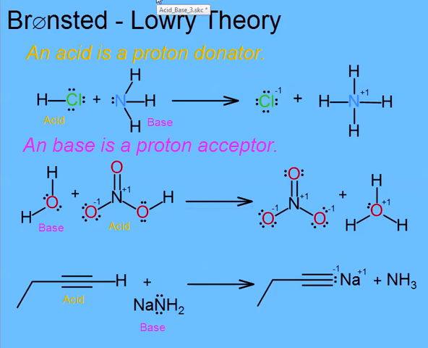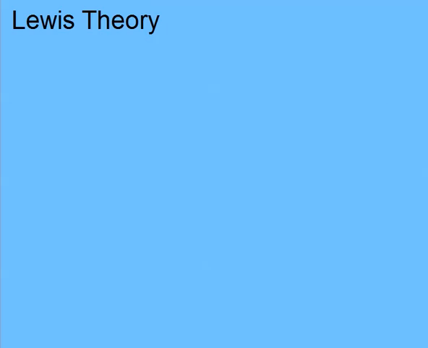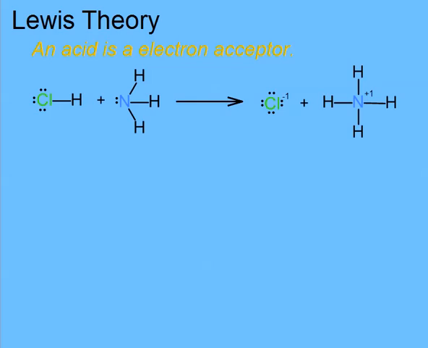Now let's switch gears and look at some examples of the Lewis theory for acids and bases. And of course, for a Lewis acid, we say that a Lewis acid is an electron acceptor. So let's look at an example reaction where we can see that at play. So again, it's the same reaction we had before, but we're now going to look at it from the point of view of what's happening to the electrons in the chemical reaction.